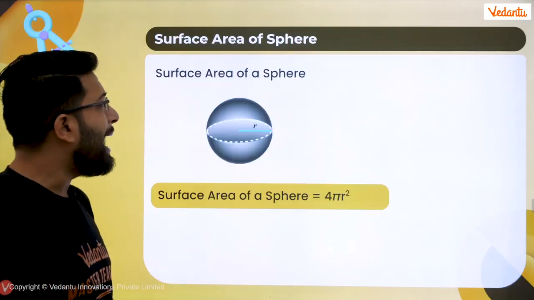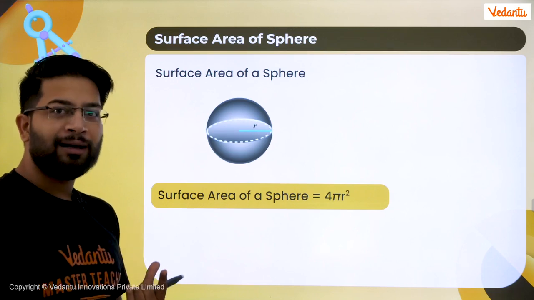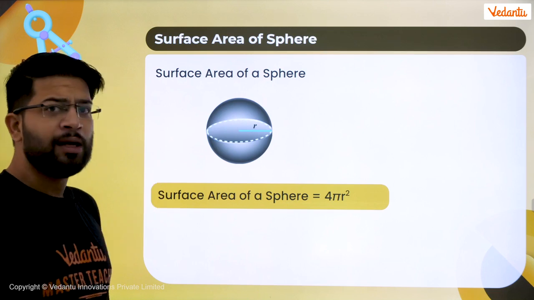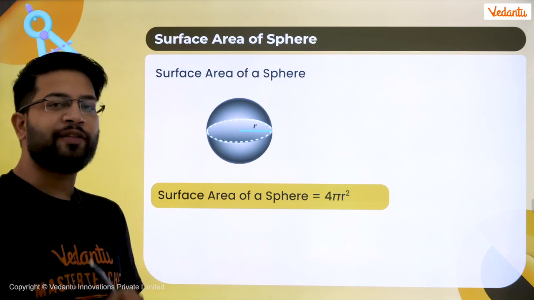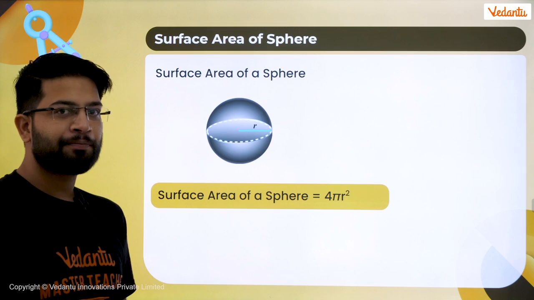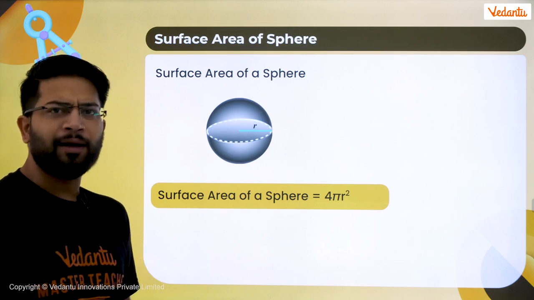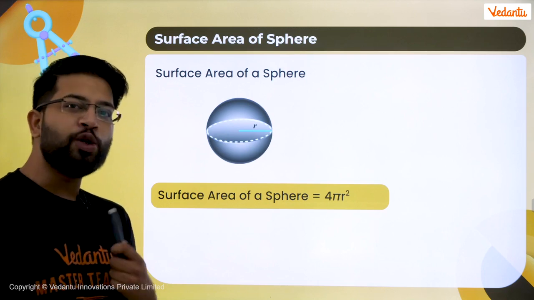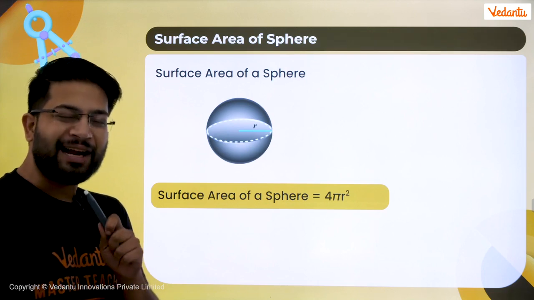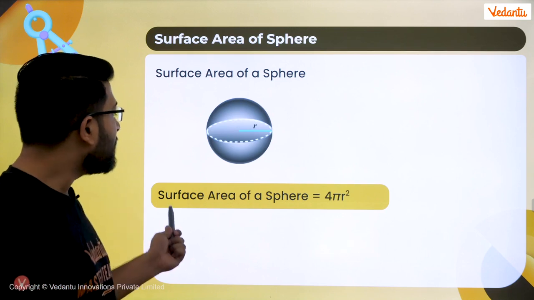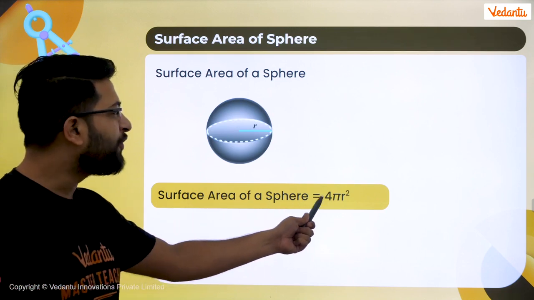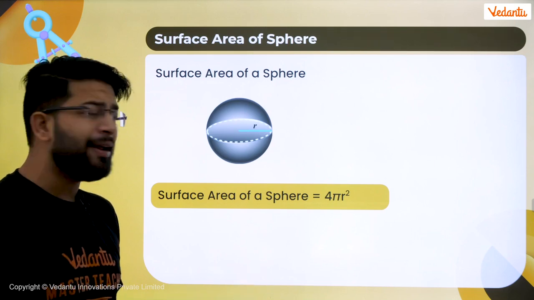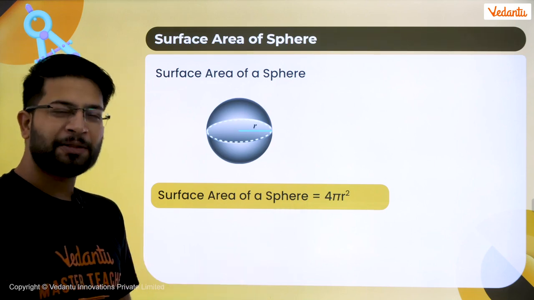So champ, we know a sphere of radius r. In the sphere, there is no concept of total surface area and curved surface area. Why so? Because in the sphere, there is no base and top surface. That is why there is no concept of total surface area and curved surface area. So the surface area of the sphere will be equal to 4 pi r square, where pi is the constant 22/7 and r is the radius of the sphere.